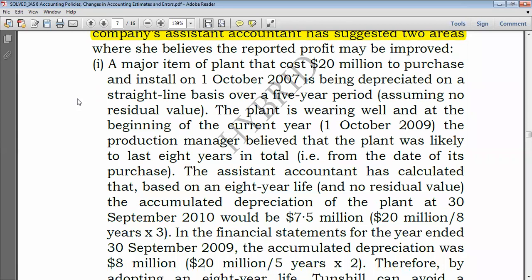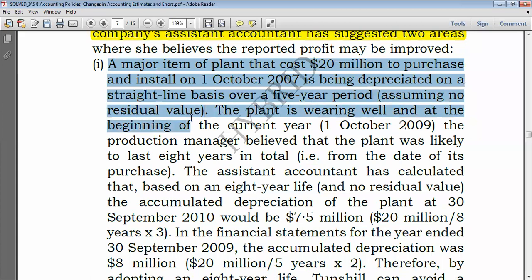Now listen very carefully. When reading these matters, you have to understand, is this a change in accounting estimate? Is this a change in accounting policy, or is it a prior period error? That's what we're going to do here. All right, read. We are told here, a major item of plant that cost $20 million to purchase and install on 1st October 2007 is being depreciated on a straight line basis over a 5-year period, assuming no residual value. Now, if you just read up to here, you have to ask yourself, in case there was nothing else, what would you have done?